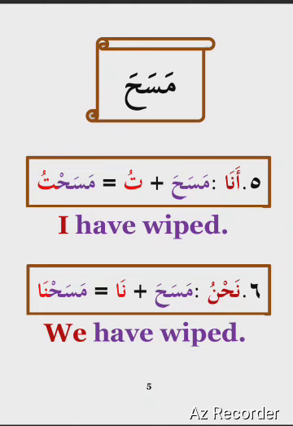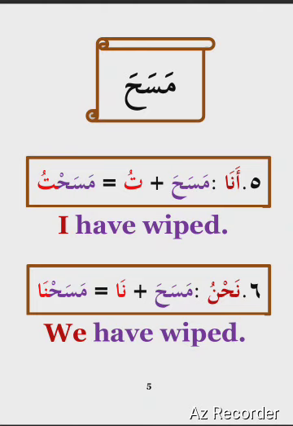All you need to do is to attach ta'un carrying dumma to the last letter. Then you give sukun to the letter before it. So the verb masaha will now become masahtu, which means I have wiped or I wiped. Sita, number six. Nahnu, we. So how do we change the verb masaha to suit nahanu?